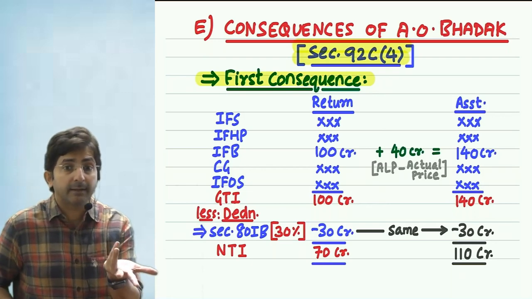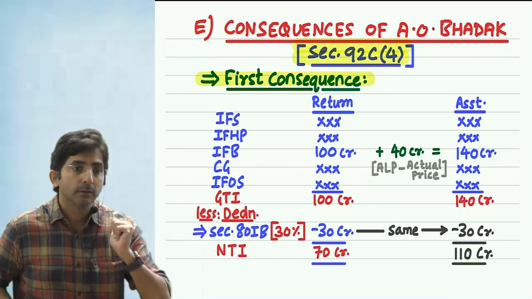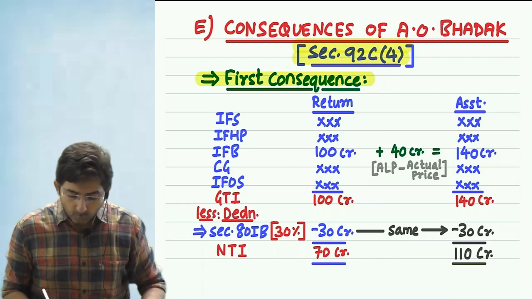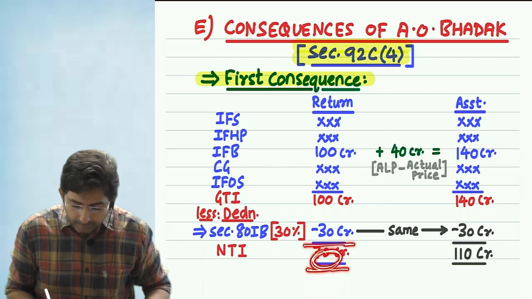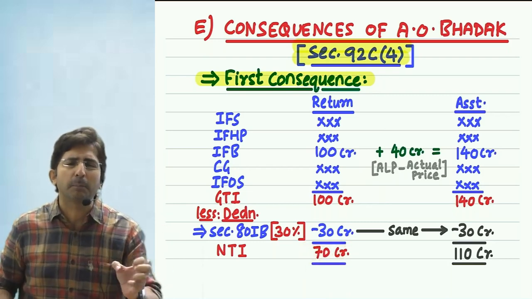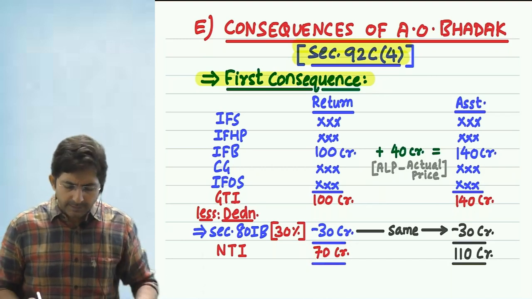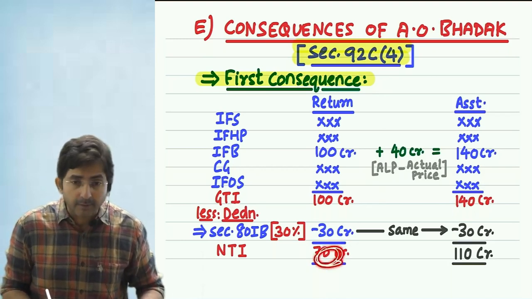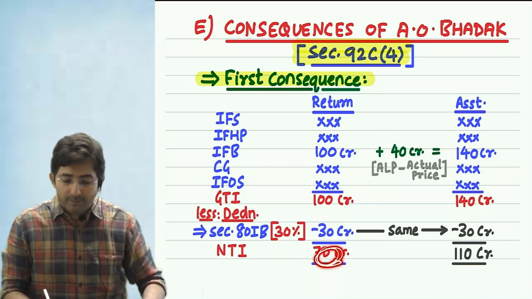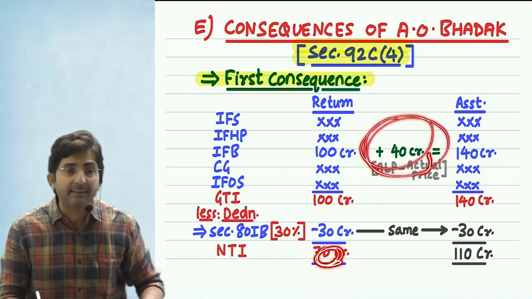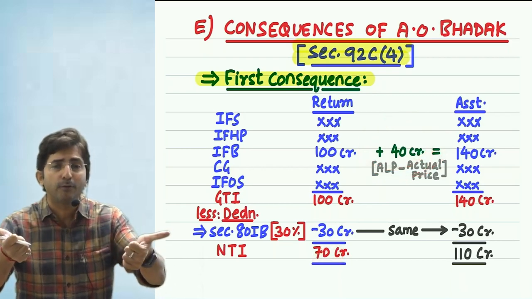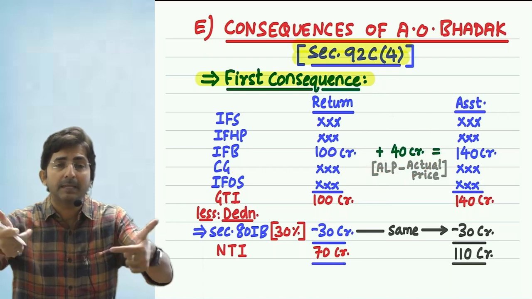Some assessees get 100% deduction. So imagine this assessee would have got 100%. Then his original return would have been a nil return. But that nil return will not remain a nil return now. That 40 crores which is added will be simply added without the benefit of 80IA, IB, etc.